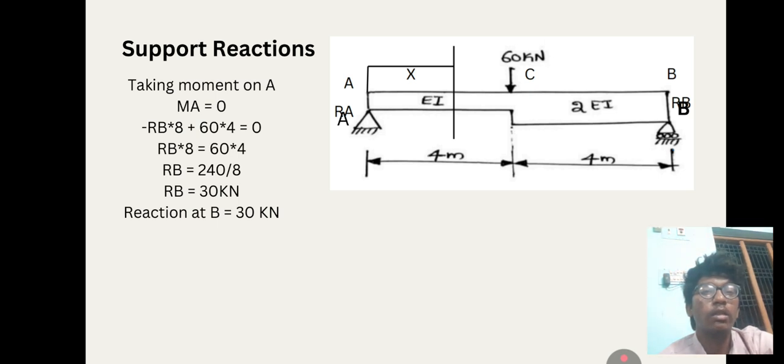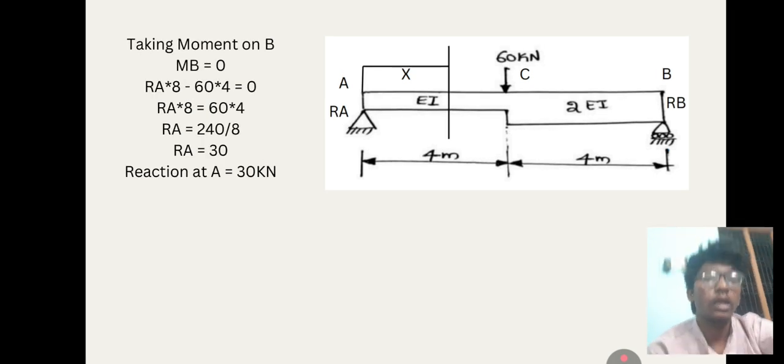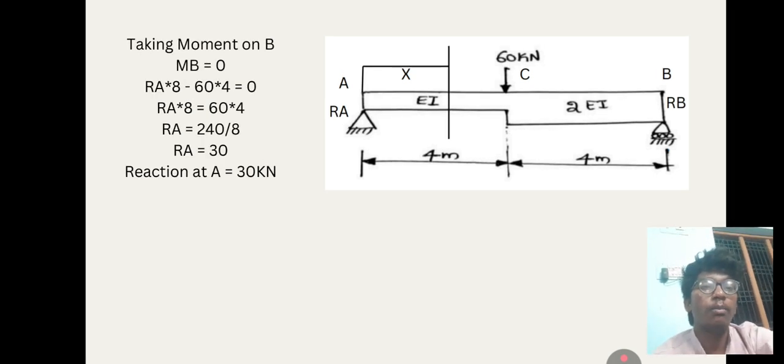Reaction at B is 30 kilonewtons. Taking moment at B equals 0: RA into 8 minus 60 into 4 equals 0. RA into 8 equals 60 into 4. 6 4s are 24, 240 by 8. RA equals 240 by 8. 8 3s are 24. So the reaction at A is 30 kilonewtons.